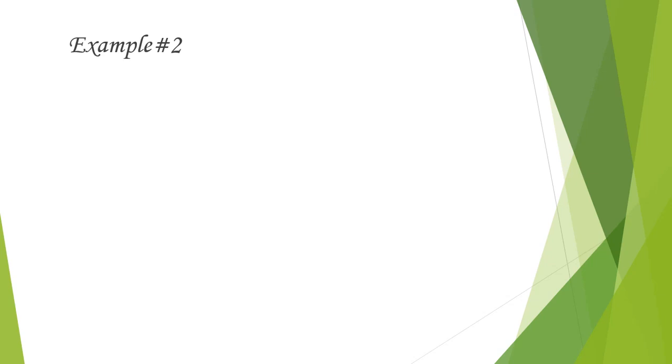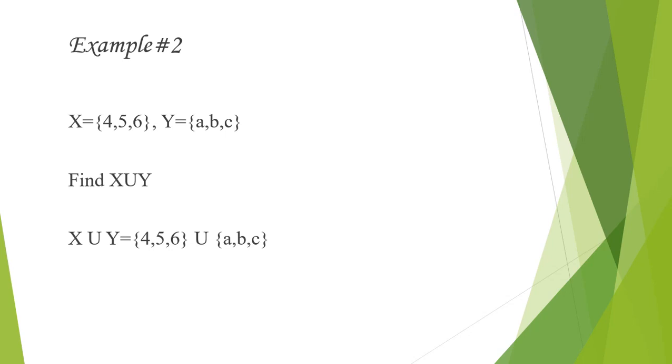Now example number 2. Sometimes it happens that the sets you have got are totally different. See this. For example, x = {4, 5, 6}, y = {a, b, c}. See, the first set is the set of numbers and the other set is the set of alphabets. You have to find x union y. So how will you find it? The method is, first you list the elements of set x, then you list the elements of set y.